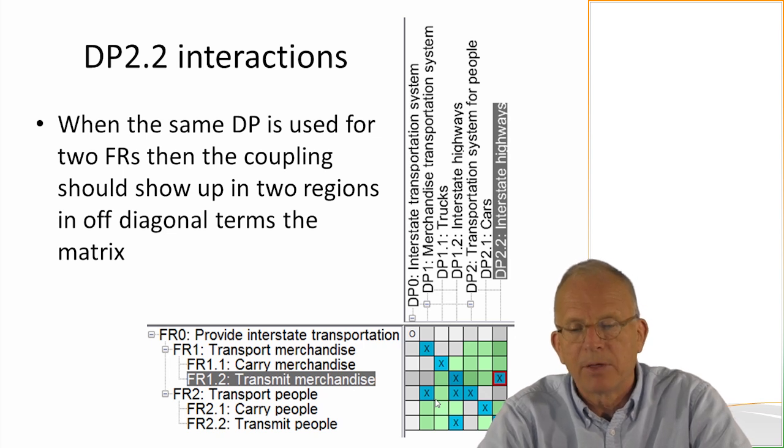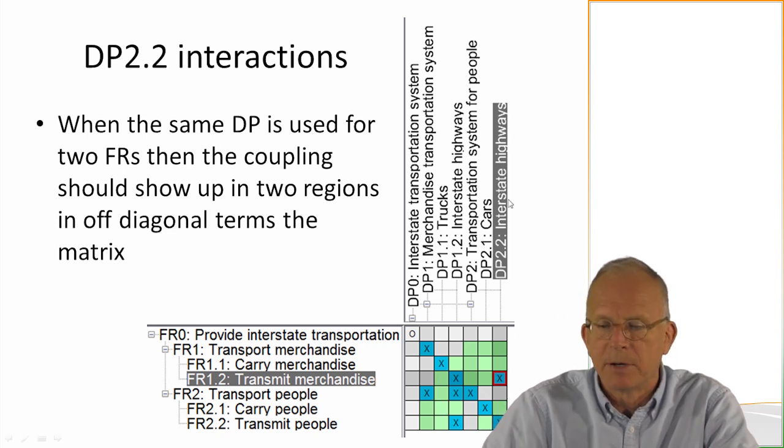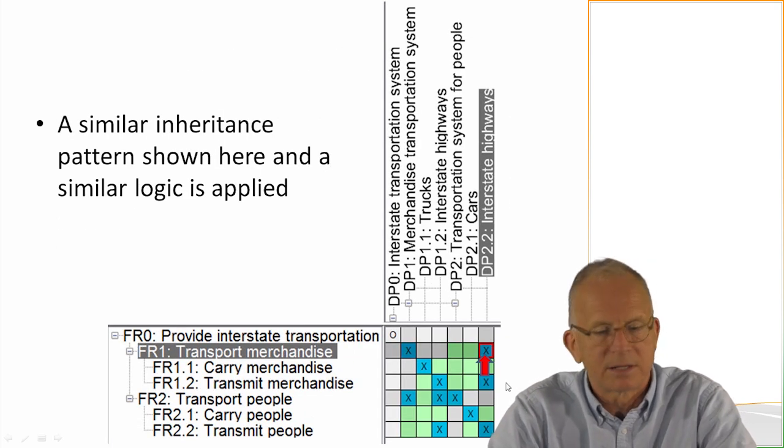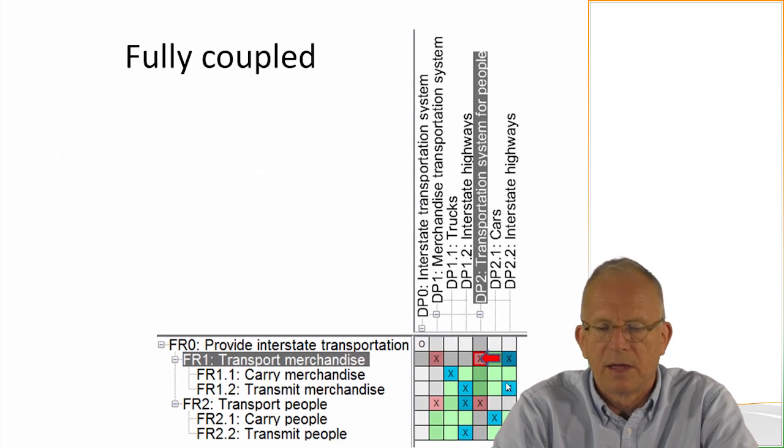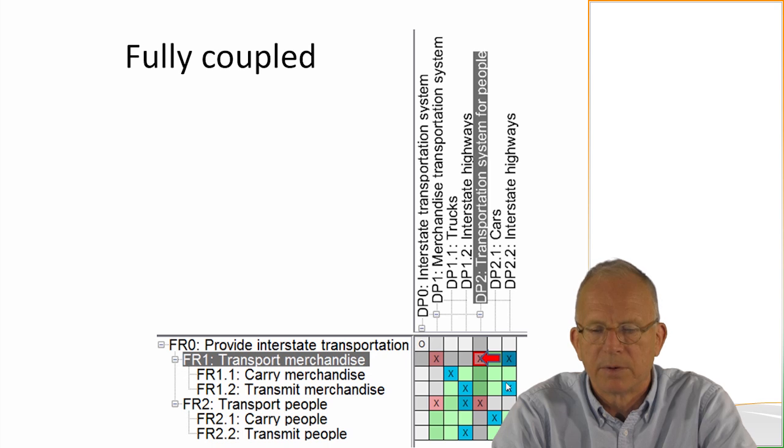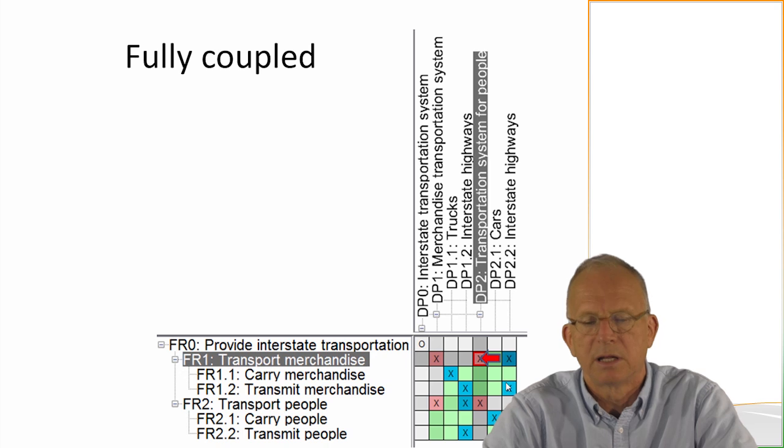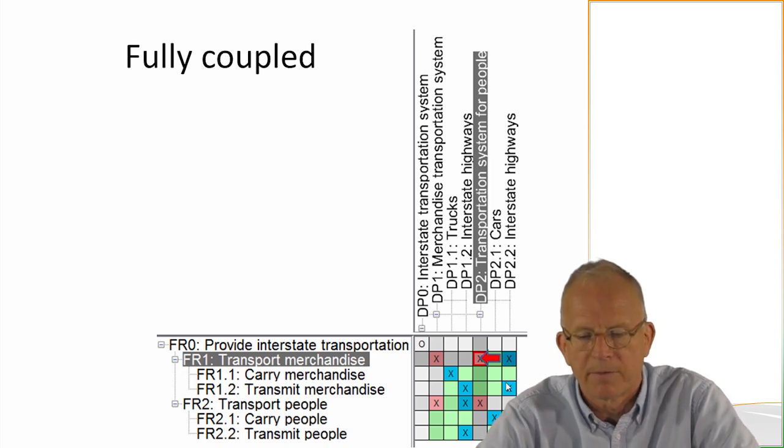Now we could do the same thing over here, because the same interstate highway system influences transmit merchandise. This is the intended interaction here. This is the unintended one that we're discovering now. And so it makes the same sort of jump, and it's going to influence the parent, and then it's also going to influence the parent of 2.2, which is the parent of FR1.